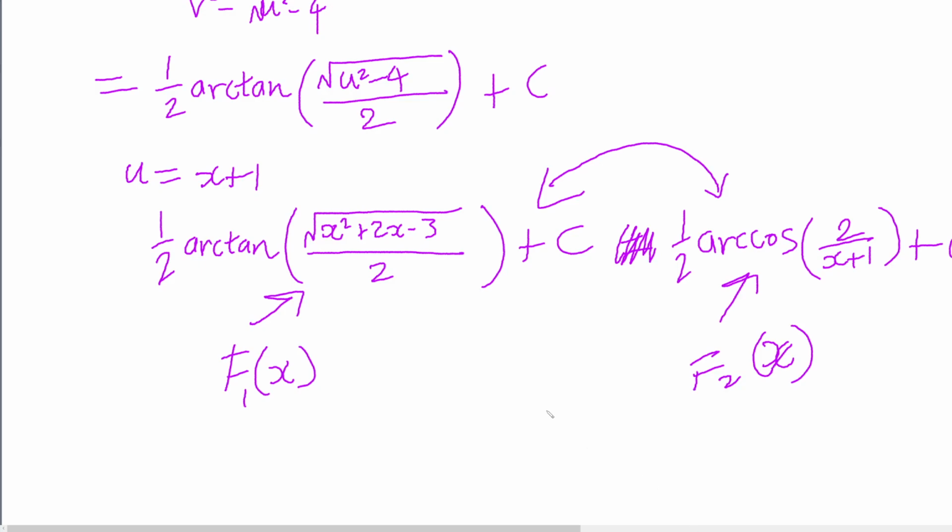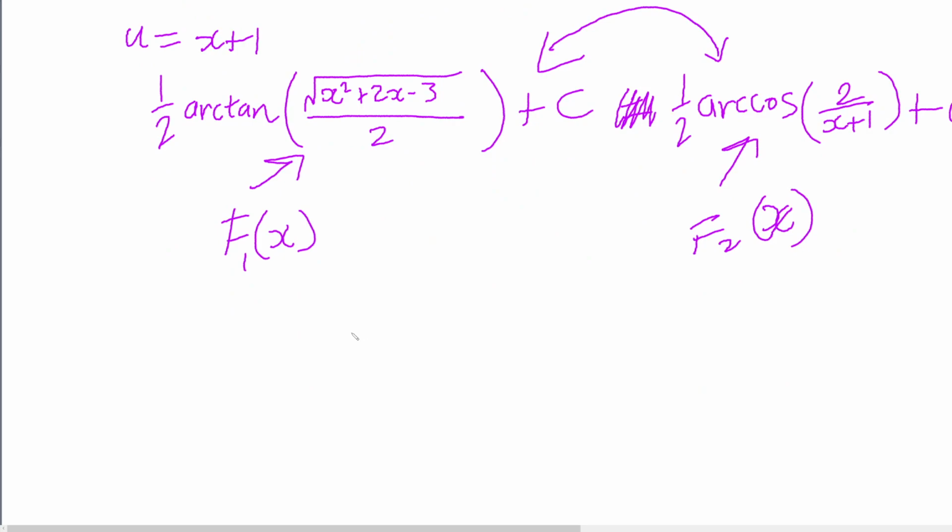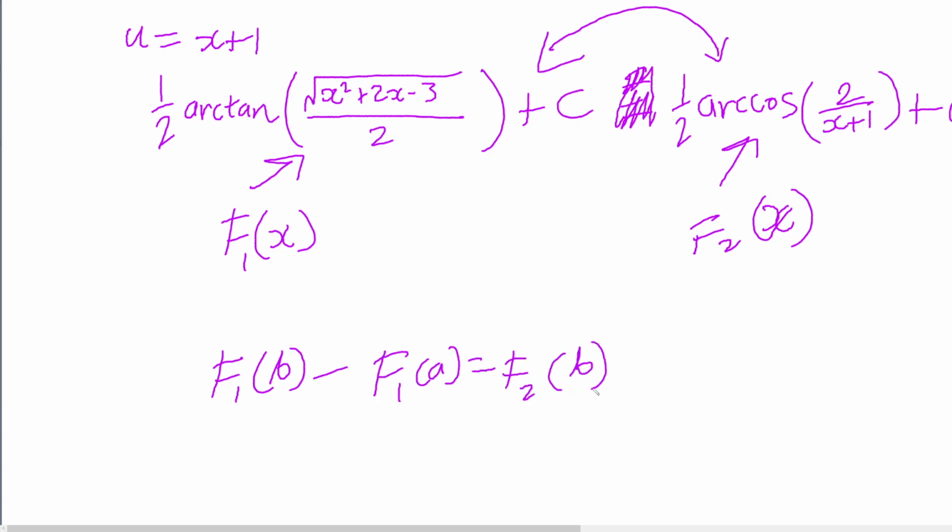But that's not to say that these 2 expressions are always equal to one another. It's only to say that the definite integrals will be the same. That's all you can say when you integrate something in two ways and get two different functions. So this is not necessarily true. They're not equal to each other. Hopefully that insight is passed along to you. But you can say that f1 of b minus f1 of a will be equal to f2 of b minus f2 of a because they have the same geometric meaning. So that's basically all I wanted to say for this integral.